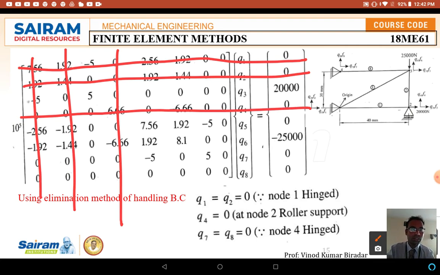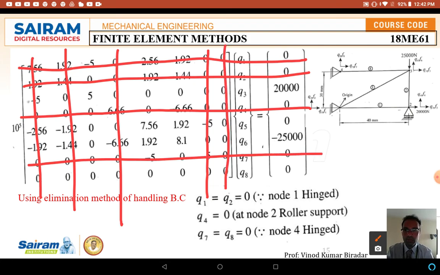Coming to node number 3, nothing is mentioned. And at node number 4, what are the degrees of freedom? 7 and 8. You have to delete the respective rows and columns of 7 and 8: the 7th row, 7th column, and 8th row, 8th column. You have to delete like this. The remaining is 10 to the power of 5, that is Q3, Q5, Q6, pending, which you write as it is.